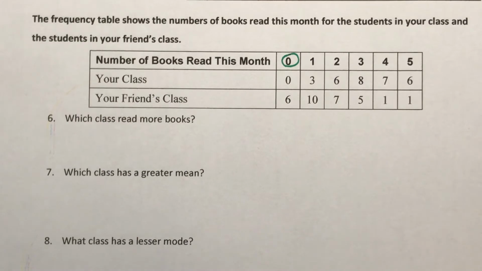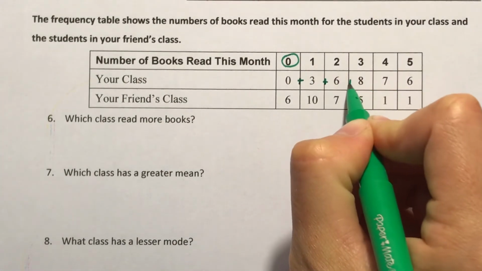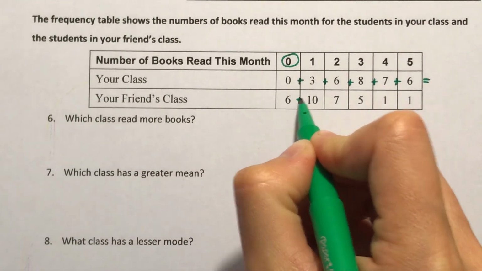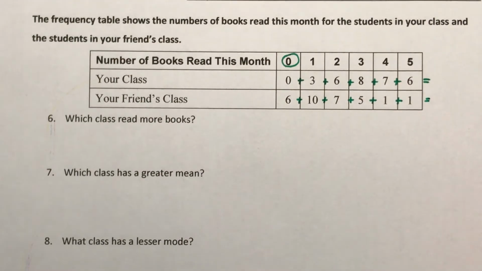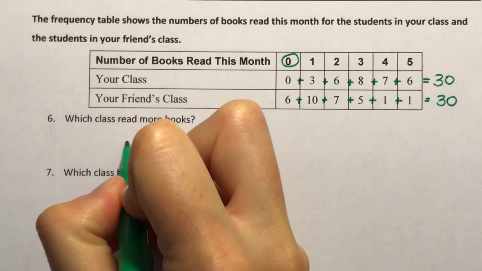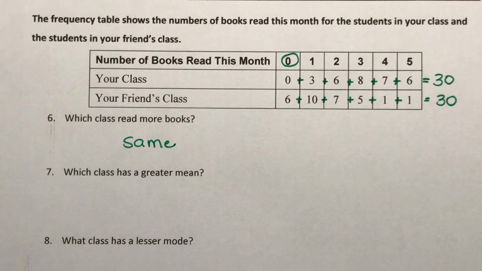So first thing I want to do is figure out which class read more books. So I just need to add up straight across my table. I want to add up how many books my class read, how many books my friend's class read. Now, when I do this, I do get 30 for each class. So if you said that they read the same amount of books, you're fine. Again, I'm not sure what happened with my answer key, so I apologize.